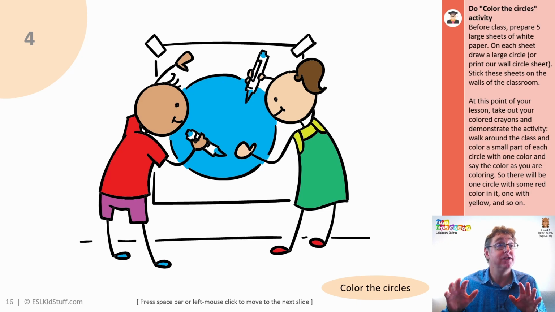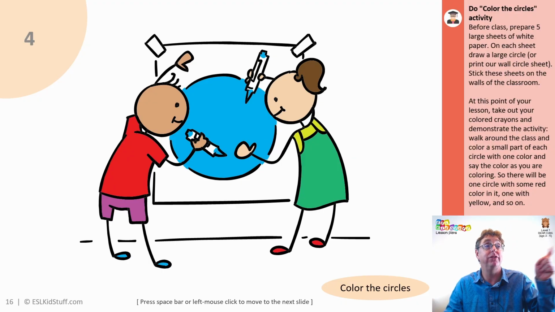And finally when they finish, sit everyone down, and then you can just do a quick check by asking each student a question. So ask one student, what color is this? And point to one of the circles and elicit the color in that circle.